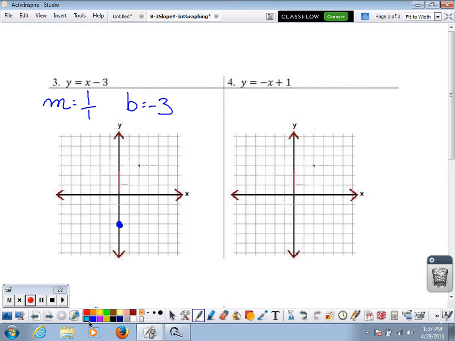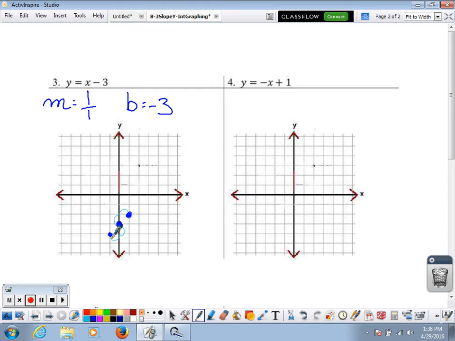Now, I want to count to some points. Well, Brielle, how will I count to a point here? From this y-intercept, how can I use the slope to count to another point on the line? 1 up and 1 to the right. Okay, good. Now, Brielle, I'm going to come back to that y-intercept, and I'd like a point on the left side. Can you help me get one on the left side? Good. Down 1 and 1 to the left.